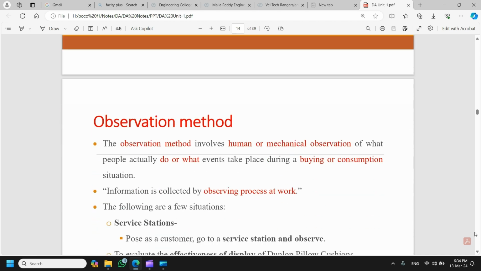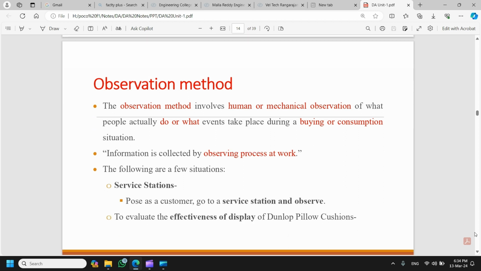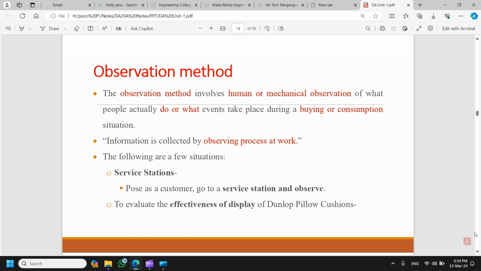The observation method is involved with human or mechanical observation of what people actually do, and what kind of events take place during buying or consuming situations. The information collected through the observation process is called observation work. Following future situations, service stations are an example: the customer's behavior at a service station is observed. They give the particular service and the response is considered through observation.